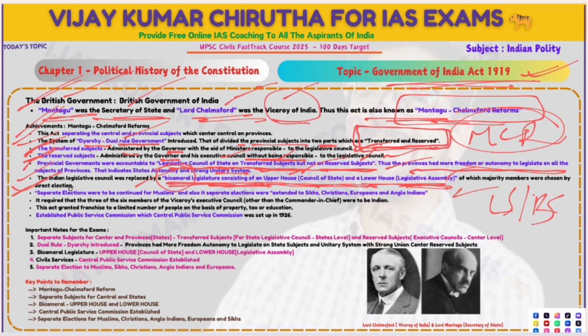The majority of members were chosen by direct election. Separate elections for Muslims were continued, and separate elections were extended to Sikhs, Christians, Europeans, and Anglo-Indians. These communities had separate elections. The act required that three of the six members of the Viceroy's Executive Council, besides the commander-in-chief, be Indian. Voting rights were granted to limited people on the basis of property, tax, and education.